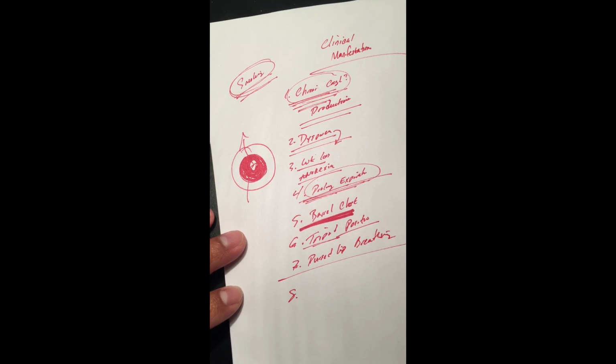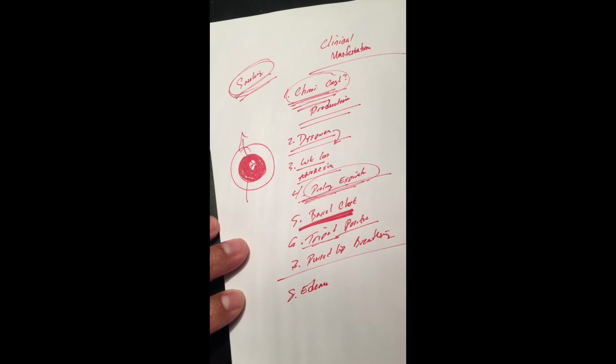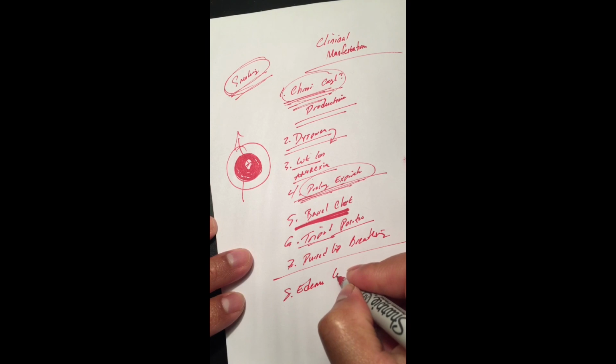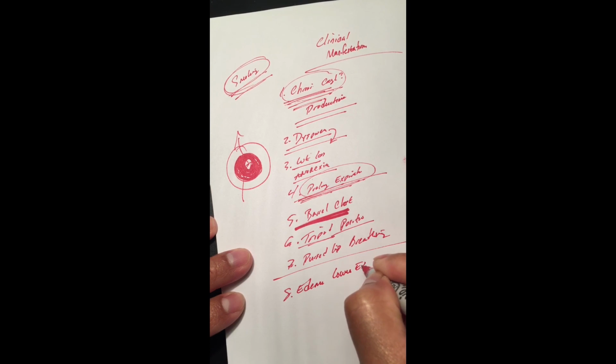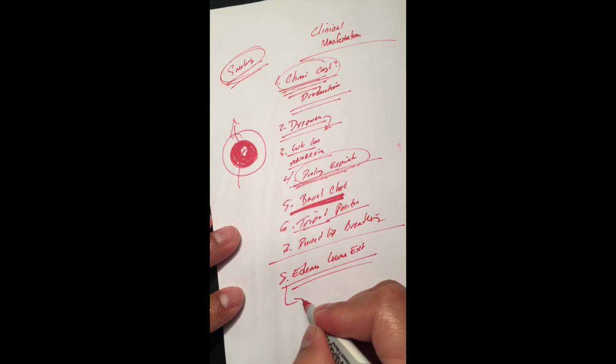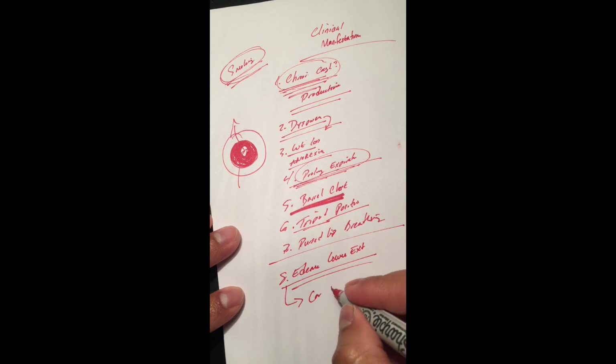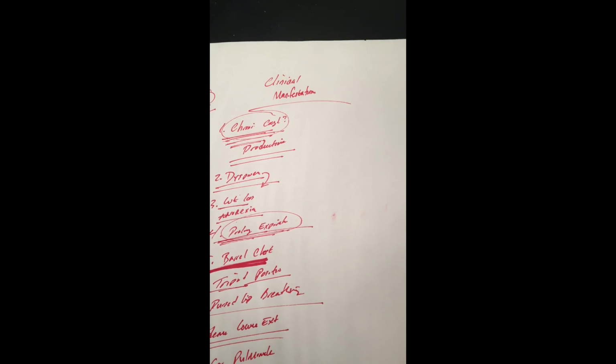Number 8. There will be edema in the lower extremities. Now, I forgot to mention this earlier, but this is due to cor pulmonale. So let me explain that really quick here.